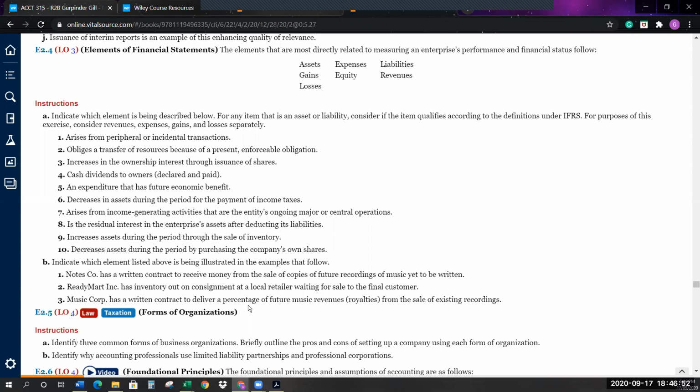Number 2, obliges a transfer of resources because of a present enforceable obligation. What are they talking about here? Liability. Okay, what's a liability? It's like a debt. Like, you know, you have to pay somebody. It's like something that we owe.